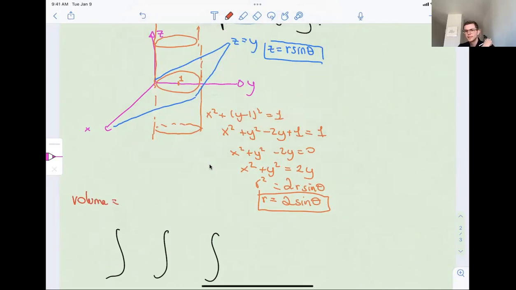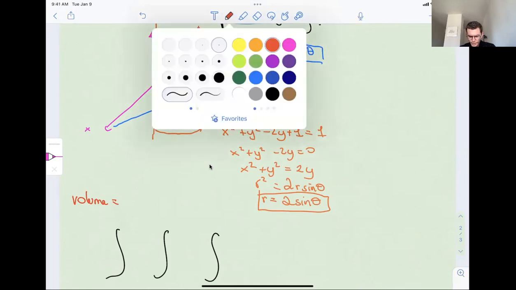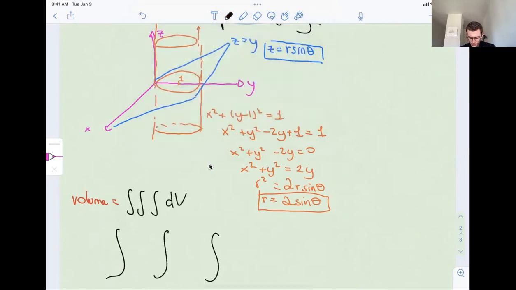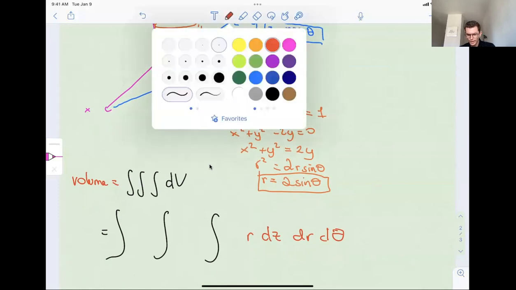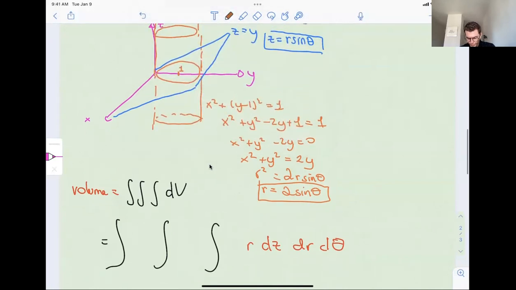Remember, the volume is really the integral of dV. That's always the case, but dV in cylindrical coordinates is r dz dr d theta. Okay. And so again here, if you're trying to find the bounds for z, what you're supposed to do first is draw vertical arrows parallel to the z-axis. So imagine just drawing a bunch of vertical arrows here.